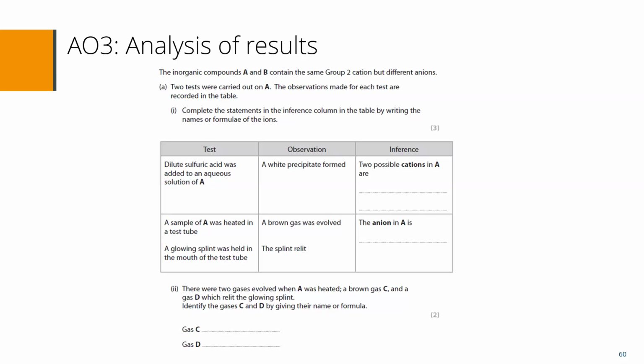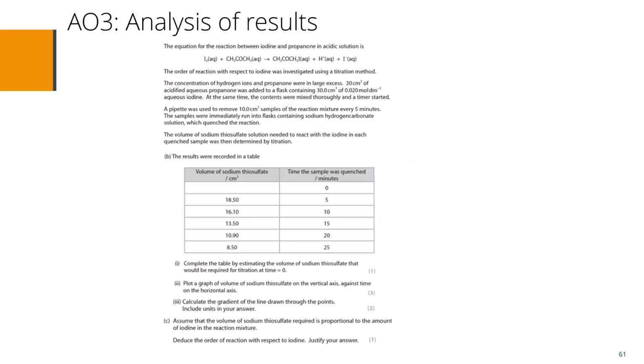Okay, a little word of warning down there, by the way. If the students decide to give the name and the formula, and one of them is correct, they will get penalised. If they do give the name and the formula, which they don't have to do, but if they do decide to give both, both must be correct. Otherwise, they will lose a mark. So that's another point that's well worth making to your students.